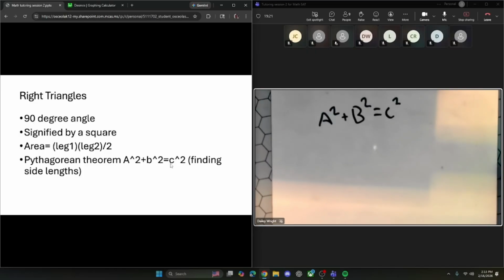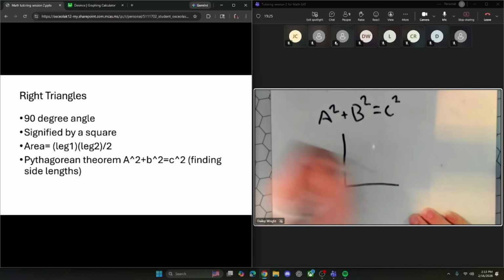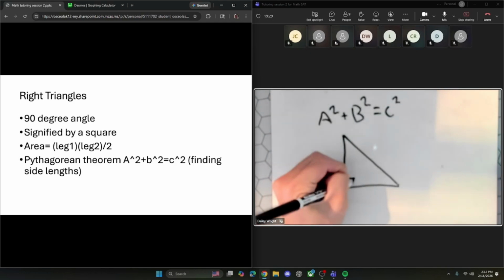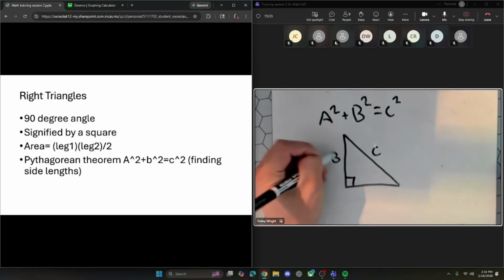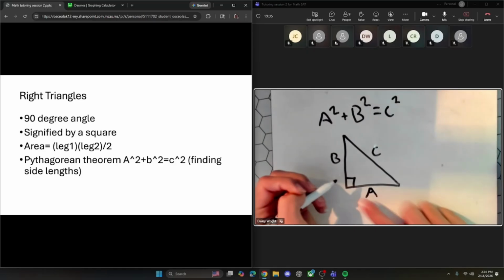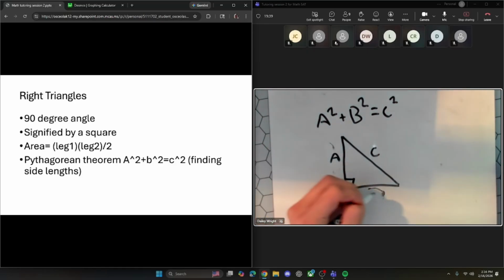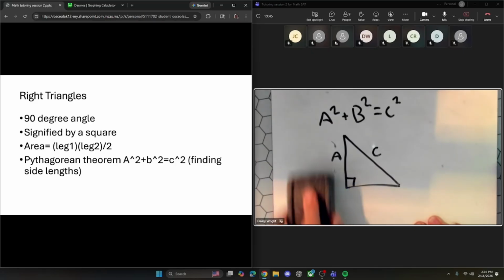So, what would this look like on a triangle? You have your right triangle, and your C is always going to be your hypotenuse. This is C. It doesn't matter which ones these are. This could be B, and this could be A. This could be A, and this could be B. It doesn't matter what those two are. But C can never change. C is always your hypotenuse.